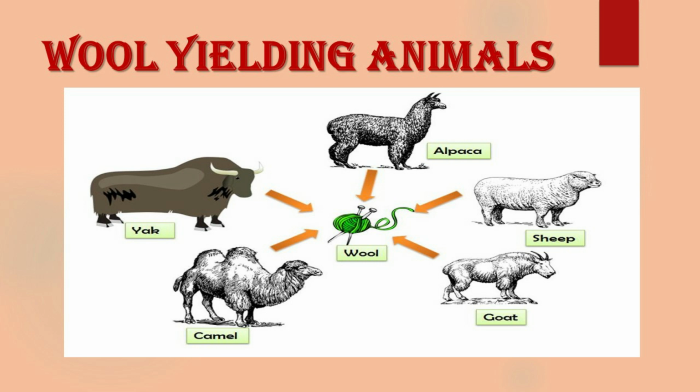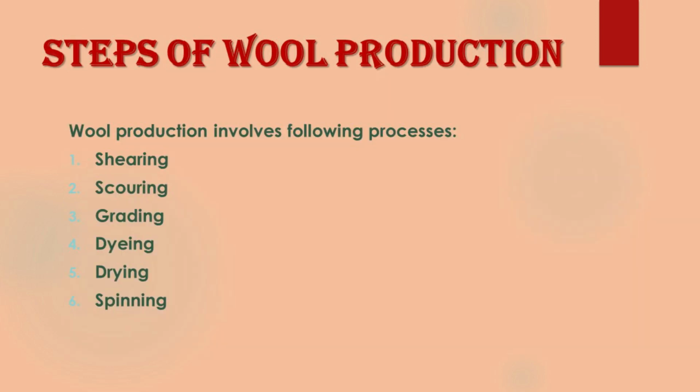Dear students, do you know how this wool is obtained from these wool bearing animals? Today we will study about the process of wool production. Well, this process involves mainly 6 steps, that are shearing, scouring, grading, dyeing, drying and spinning. Now we will discuss these steps one by one.